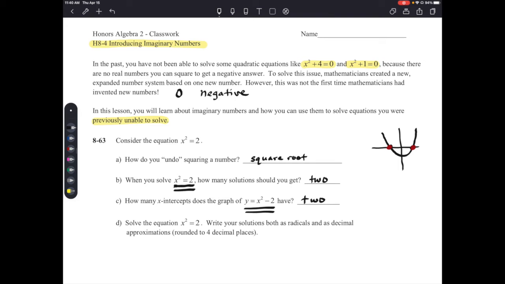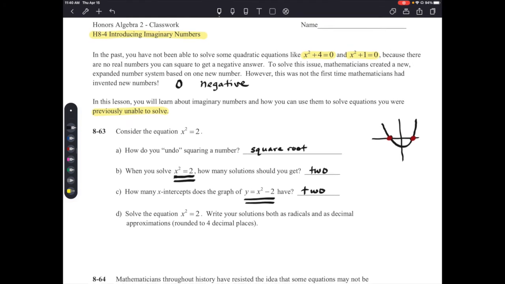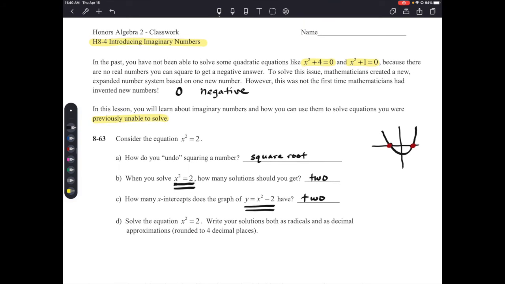Solve the equation x squared equals 2, and it says write your solutions both as radicals and as decimal approximations. All right, so let's start out solving x squared equals 2. First thing we're going to do is undo our square by taking the square root on each side. That's what we set up here on A. And we know when we take the square root of something squared, we're going to end up with the absolute value. And that should be equal to the square root of 2.